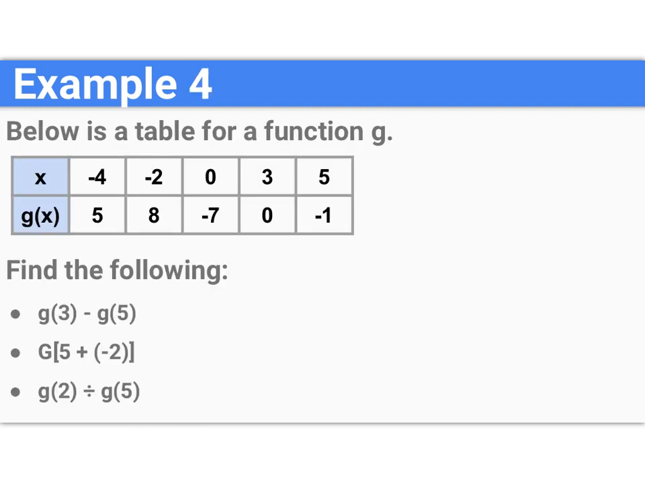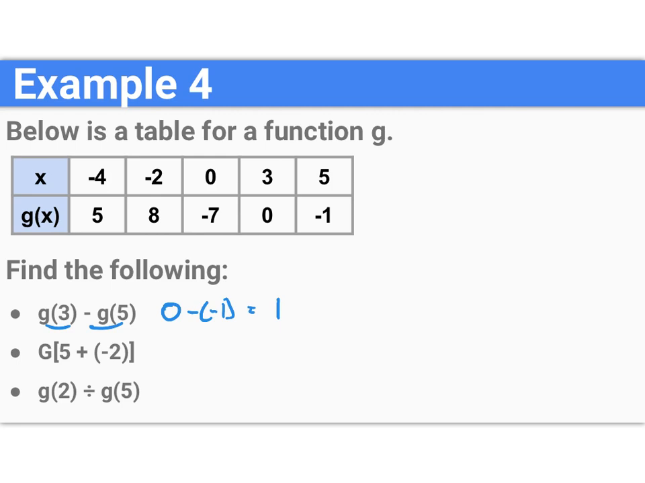Okay, so let's look at example 4. Below is a table for function g, so it's already calculated. So what do we have to do here? All right, so g of 3 minus g of 5. Well, you have to calculate g of 3, which is 0, and g of 5, which is negative 1. And then that gives you positive 1, because 2 negatives in a row give you a positive.